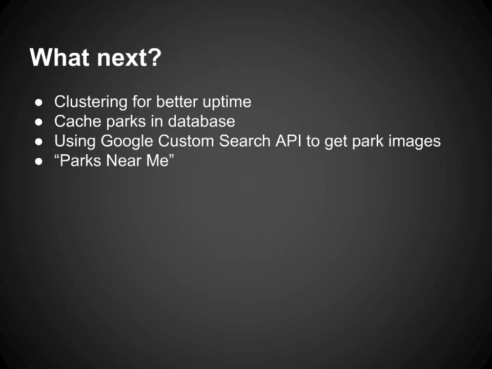Okay, so where would we go next? We might want to add clustering to our app, so if there is an error with our app, we can start it up again really quickly. If we do move to clustering, we'll probably want to cache our parks in a database instead of in memory. And then I thought a neat feature would be to use Google's custom search API to get a park image. So when you click on a park, it'll have a little picture of the park. That would be a fun little project. And then, of course, we could add a Parks Near Me feature for mobile, so someone could just click on it and see there's a park right down the block from them.